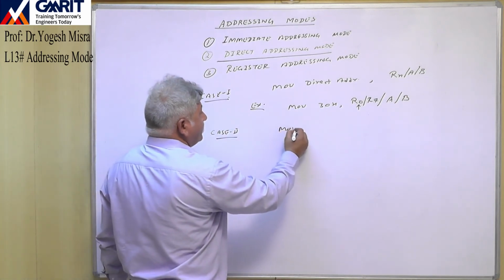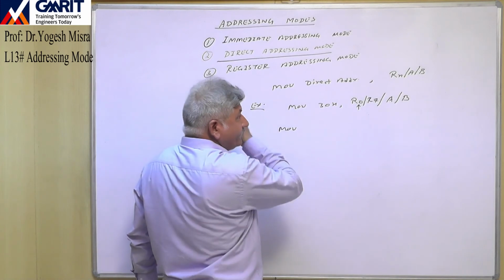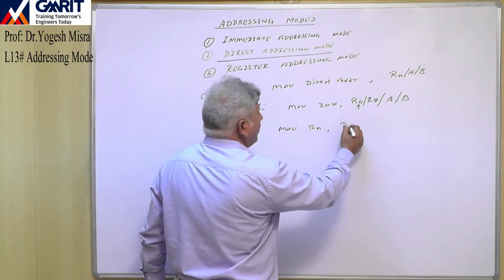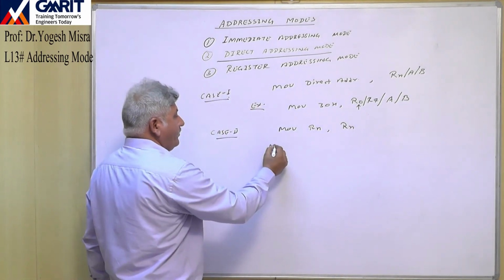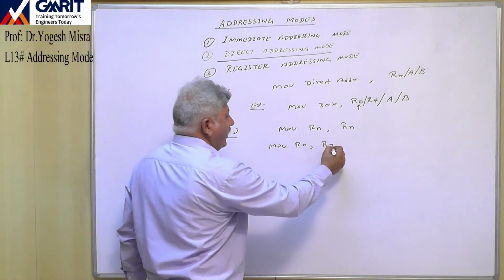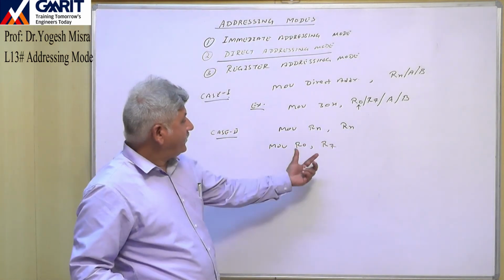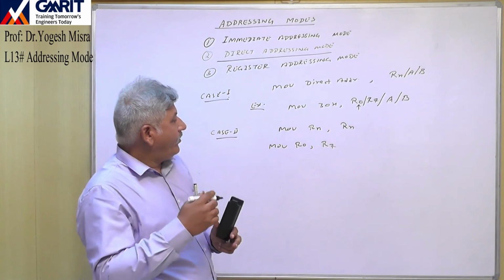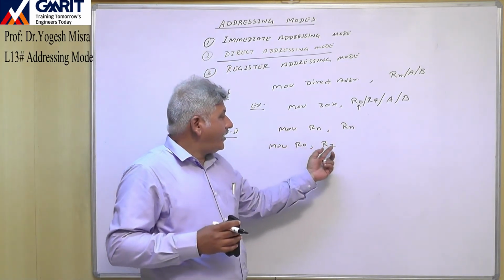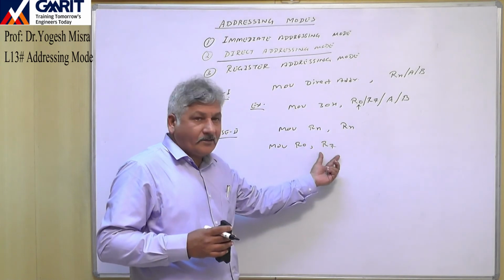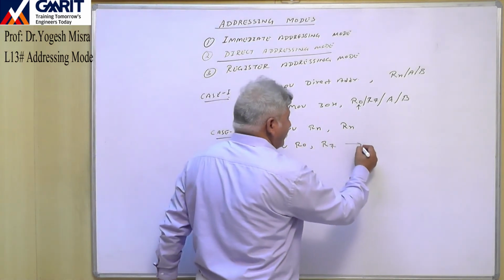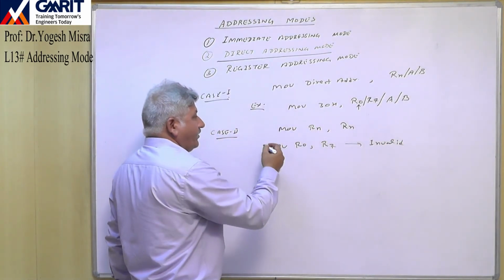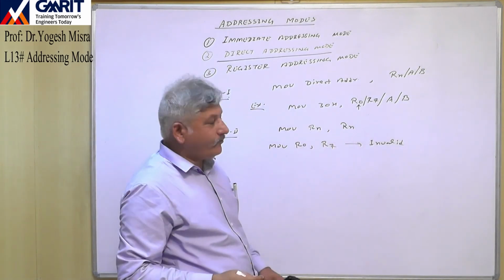Now, can we use this move Rn, comma Rn? For example, move R0, comma R7. This is invalid. The movement of data between R0 and R7 directly, by including these names, is not possible. So this type of instruction is invalid. We should not use this instruction. Rn to Rn data movement is not possible.